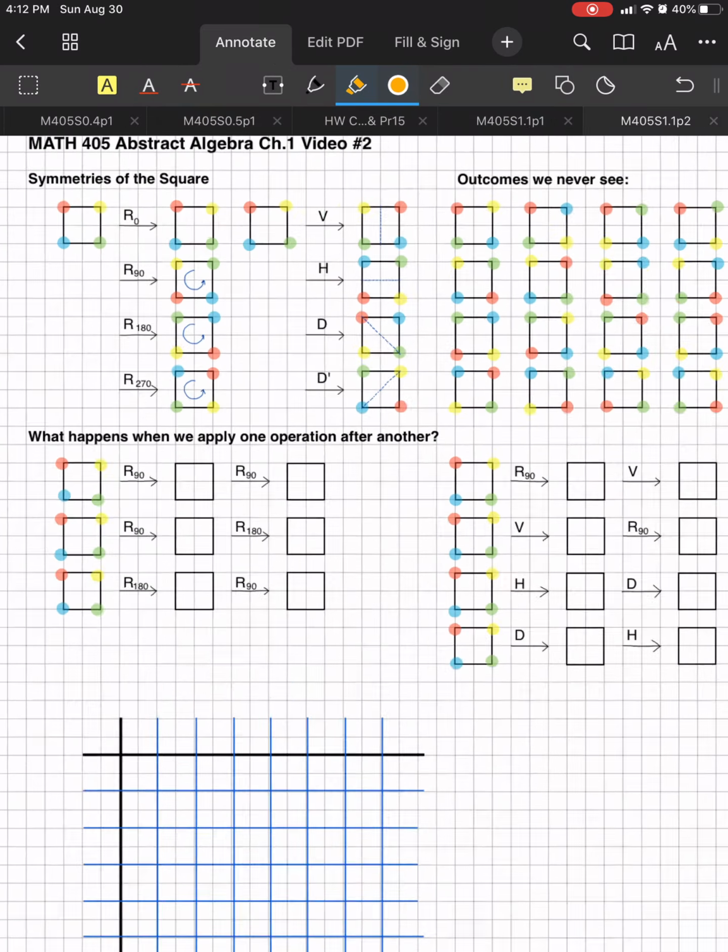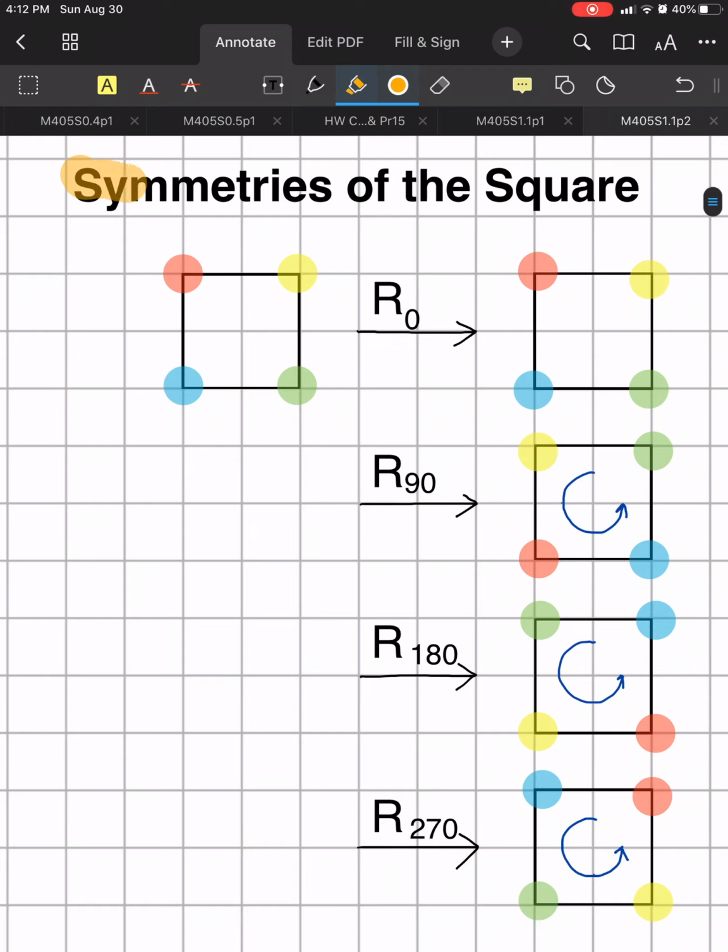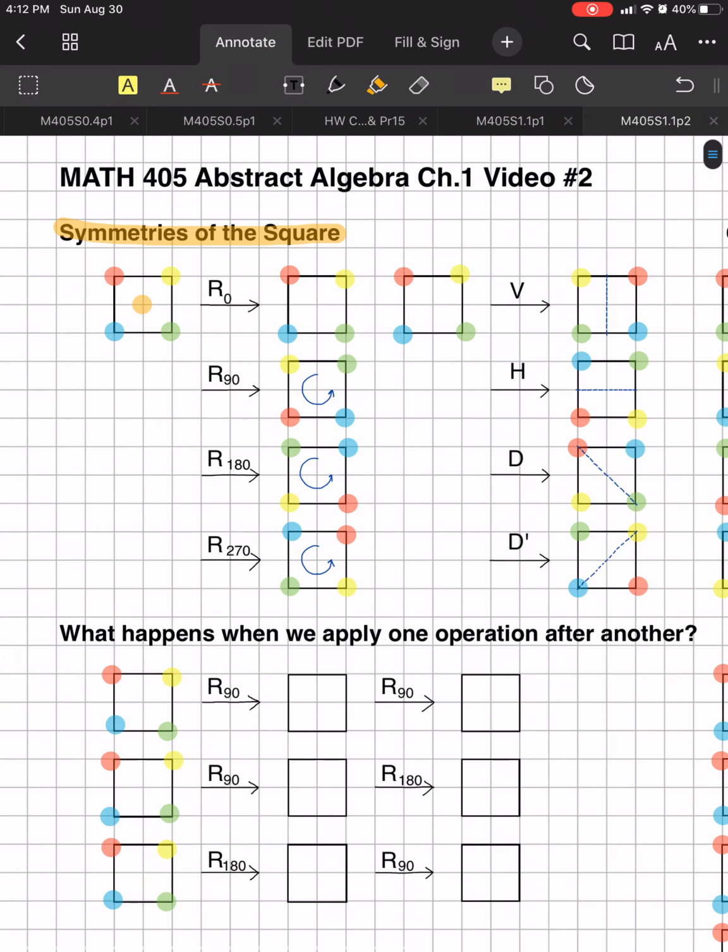So let's start off. We have these symmetries of the square. We always start with the square in the same formation. If we didn't, things could get us confused pretty quickly. So we start in the same formation, and we either go about these counterclockwise rotations of 0, 90, 180, or 270 degrees, or these flips about a vertical axis, a horizontal axis, the main diagonal, which runs from upper left to lower right, or the off diagonal, which runs from lower left to upper right.